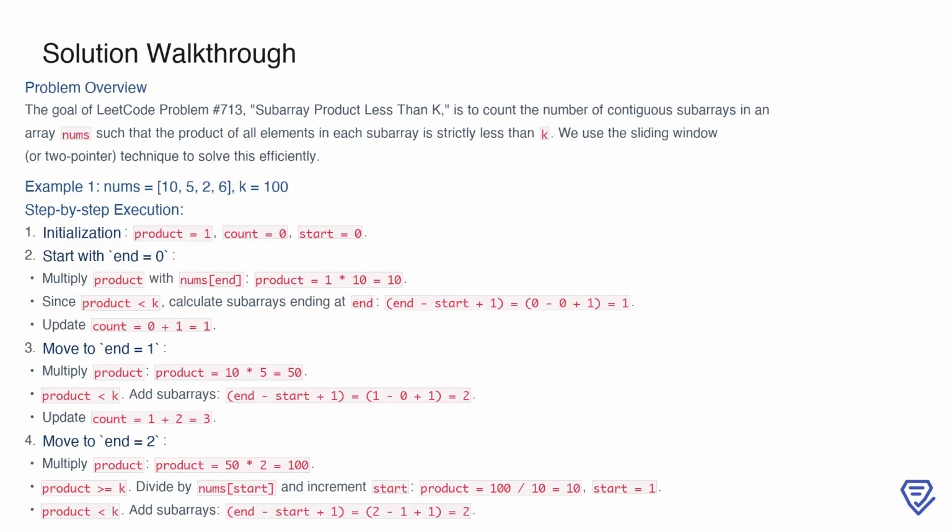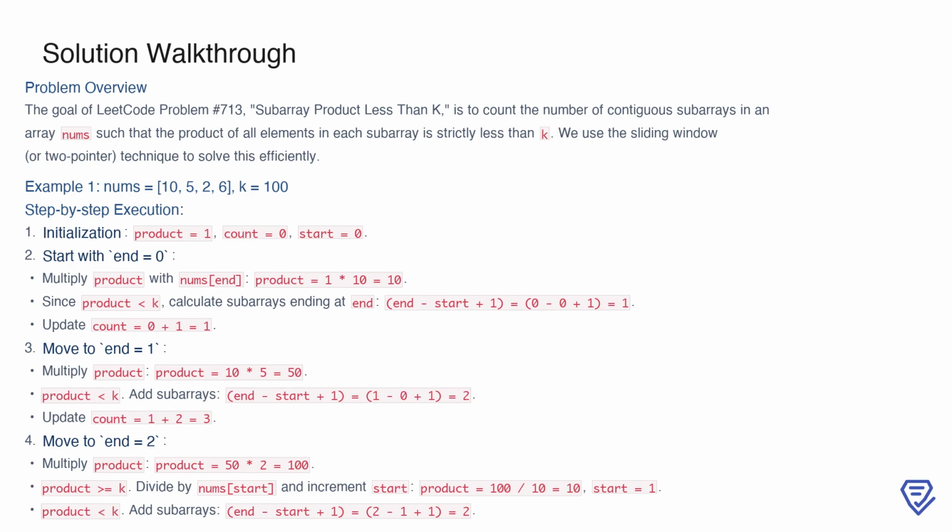We start by initializing three variables, product to 1, count to 0, and start to 0, which marks the beginning of our window. Initially, with end at index 0, we multiply the product by nums[end], which is 10. Since the product is less than k, we calculate the number of subarrays ending at this position, which is determined by end - start + 1. This gives us one subarray, [10], so we add 1 to the count.